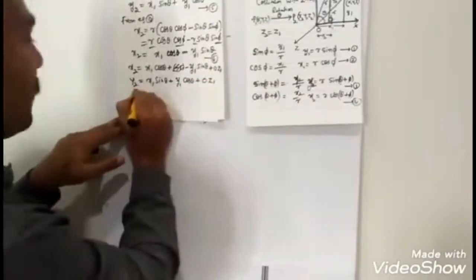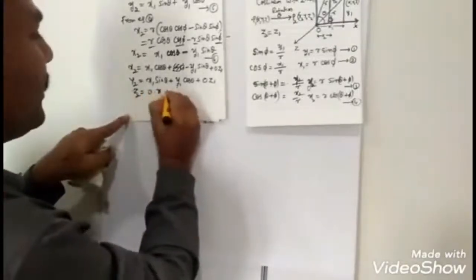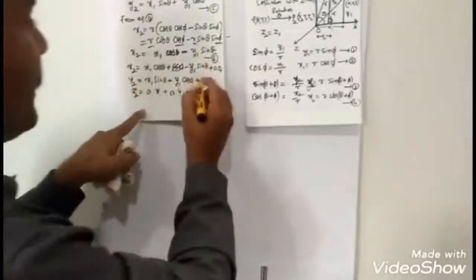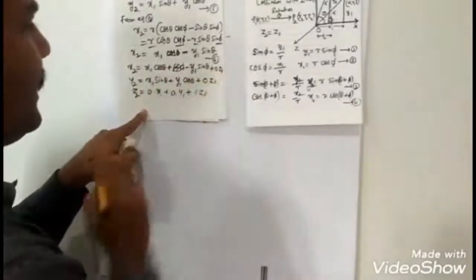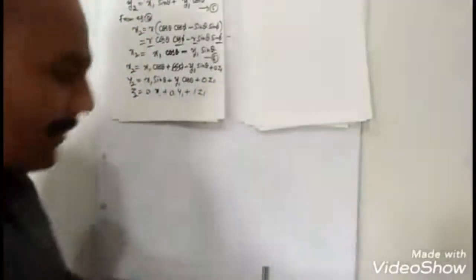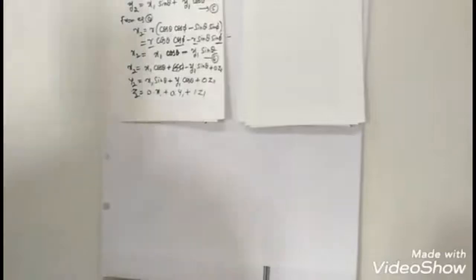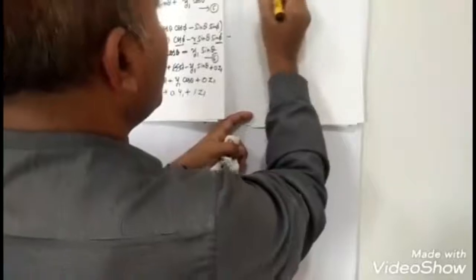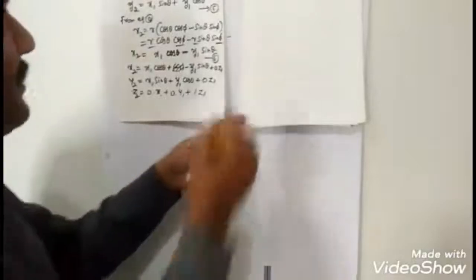Similarly, z2 is equal to z1, and the x and y coordinate values are 0. z2 is equal to 0 into x1 plus 0 into y1 plus 1 into z1. So we combine these equations as 7, 8 and 9. From these three equations you can write it in the form of matrix multiplication. If you write the matrix multiplication, we get the C and Z matrix for anti-clockwise rotation, since the rotation is done in an anti-clockwise direction.